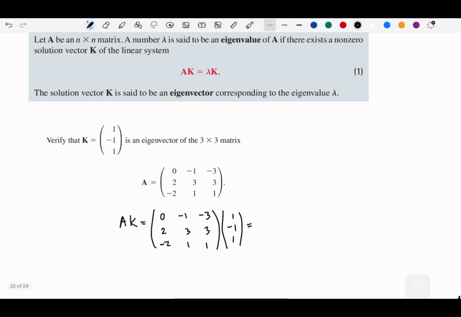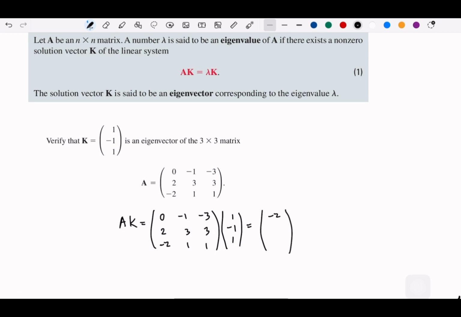1 minus 3 is negative 2. So 2 minus 3 minus 1 plus 3 is 2 minus 2, minus 2 minus 4 plus 1 minus 2 plus 1, minus 2 plus 1 is minus 1, minus 1, minus 1, negative 2. Is it correct? Oh, negative 2, 3 plus 1, negative 3 plus 1, negative 2. Okay.